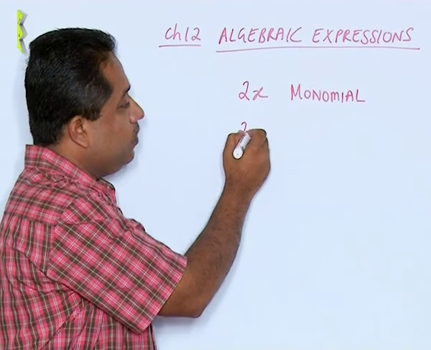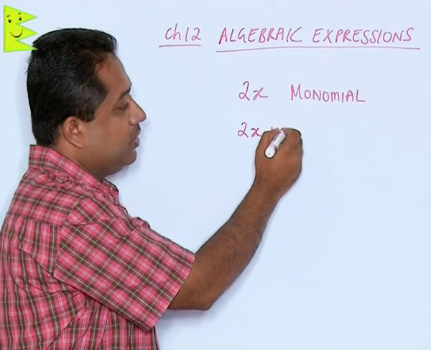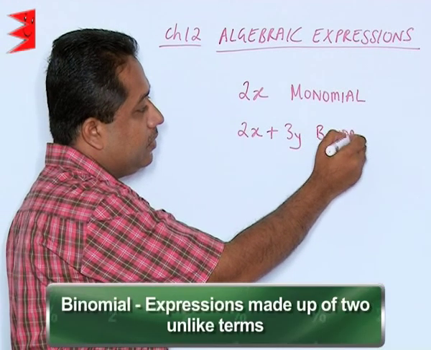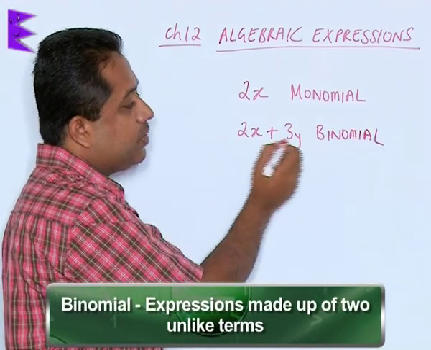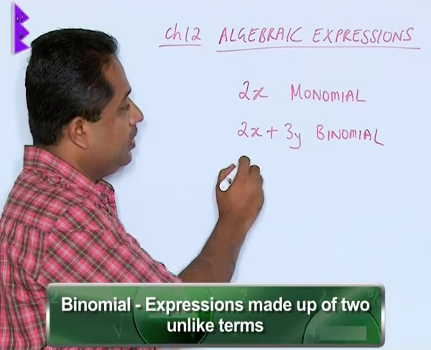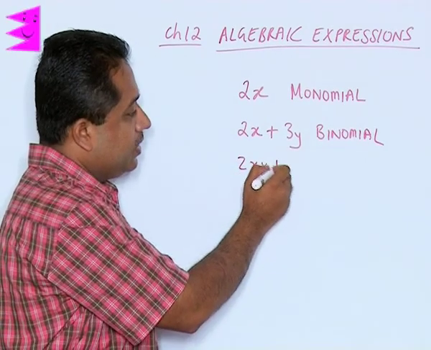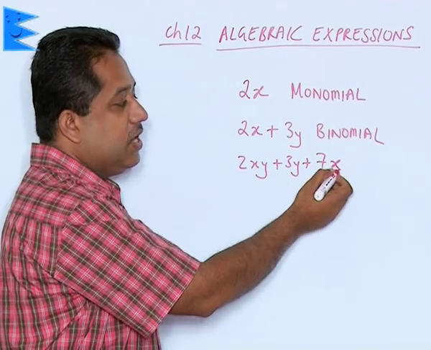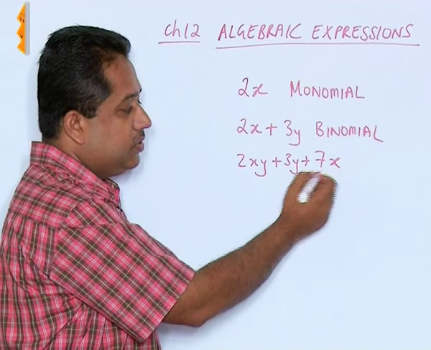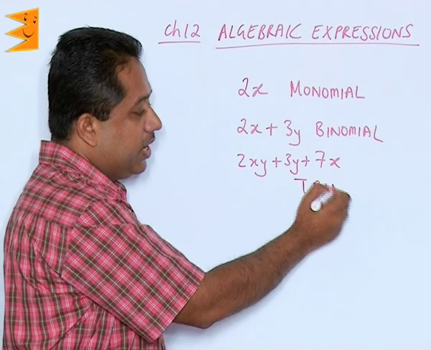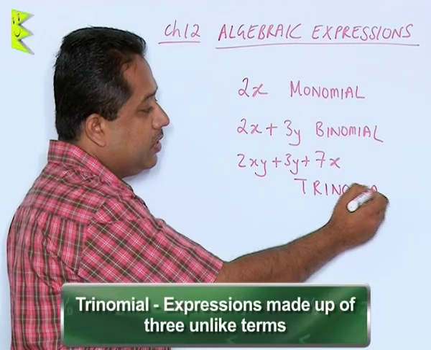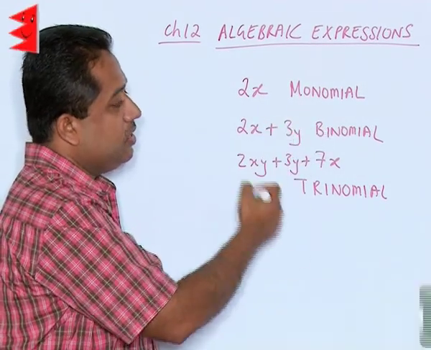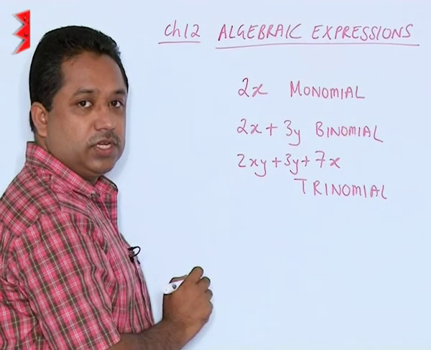If we have two unlike terms, let us say 2x plus 3y, then this is called a binomial. So, I can say that 2x plus 3y is a binomial. We have 2xy plus 3y plus 7x. We have three different terms here. These are three unlike terms, and such terms are known as trinomials, and all these are polynomials. So, these are all referred to as algebraic expressions.